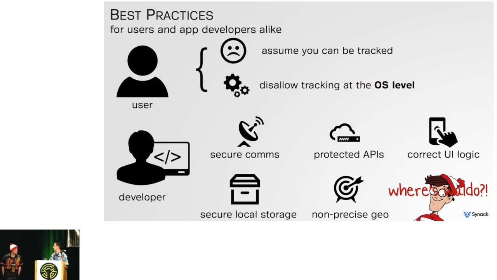Developers, really do everything that Patrick talked about. Use secure communication and do it right. There's no reason not to. Protect your APIs. Think of the edge cases. Think of the abuse cases. Use correct UI level logic. Don't do your filtering there. Try to do it all server-side. Use secure local storage. Really not that hard. And don't share any more precise geolocation information than you need to.